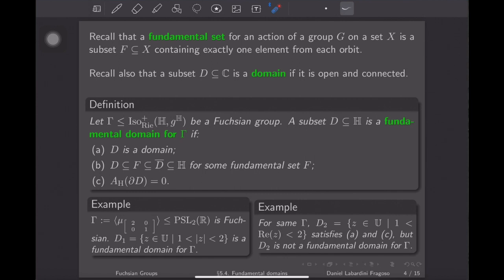The notion of fundamental domain attempts to take the geometry into account. So recall also that a subset of the complex plane is a domain when it's open and connected. Right, and then if I have a Fuchsian group, I call a subset of the hyperbolic plane a fundamental domain for gamma if it is a domain, so open and connected.